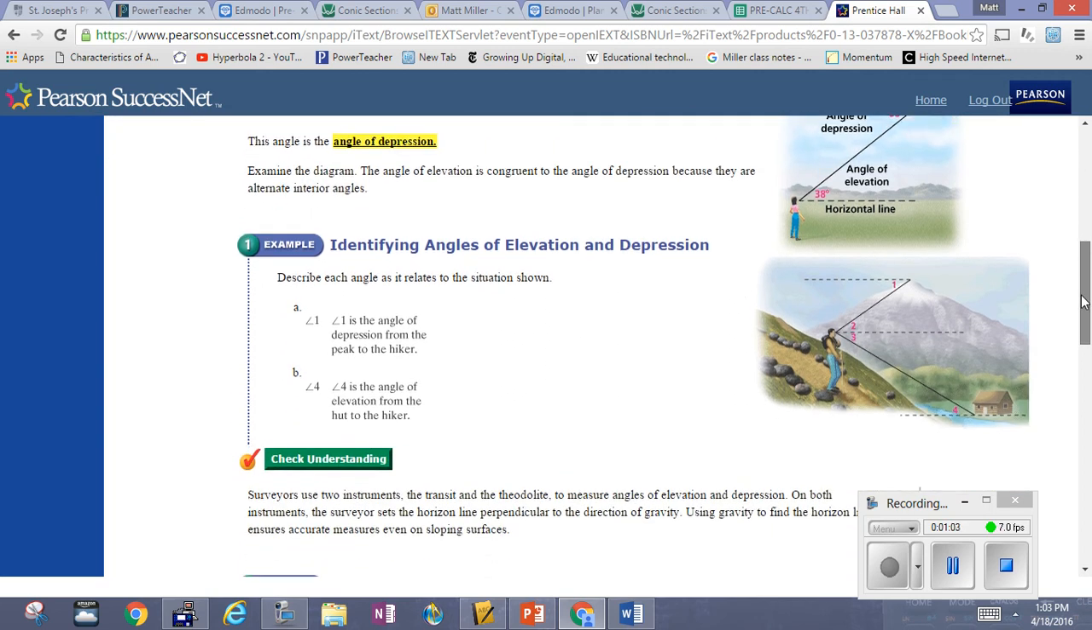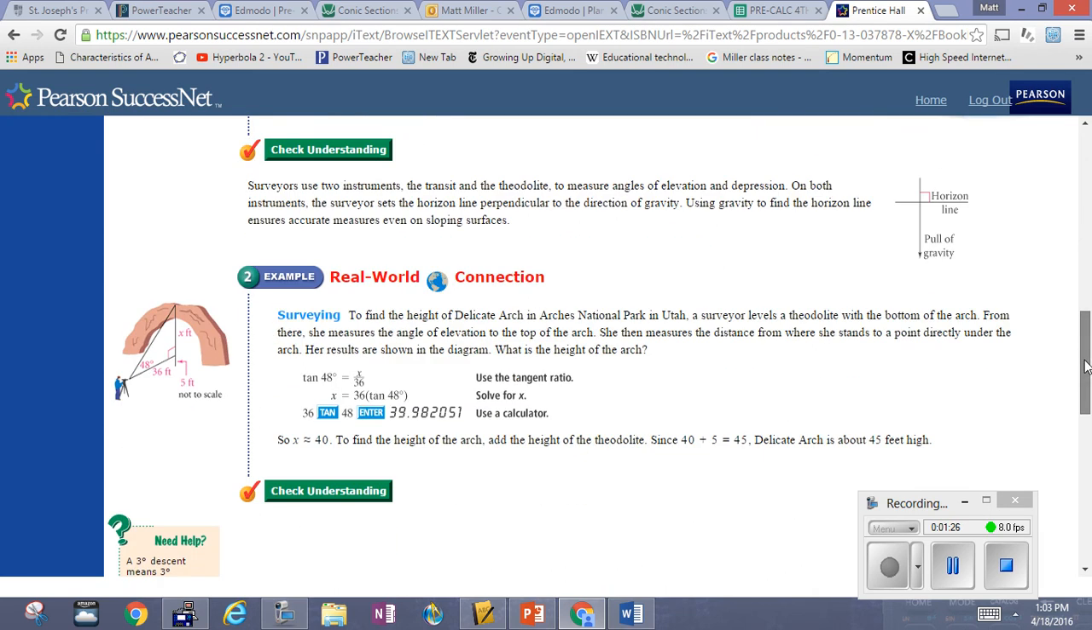Another application here. A person on the mountain sees the peak over here, looking up, measuring relative to an imaginary horizon line, with the angle of elevation. Looking down at the cabin is an angle of depression. The person in the cabin looking up has an angle of elevation. So let's look at a couple of problems. Let's look at example problem 2 here.